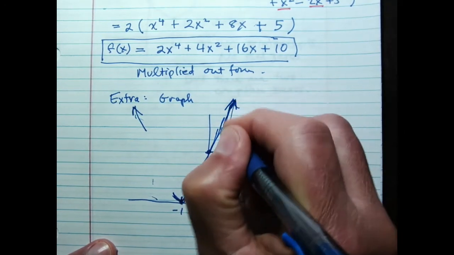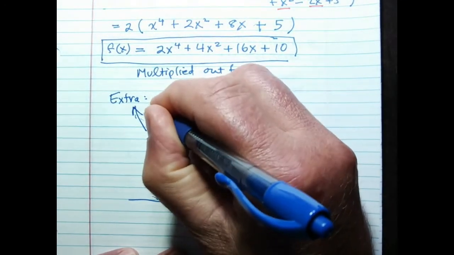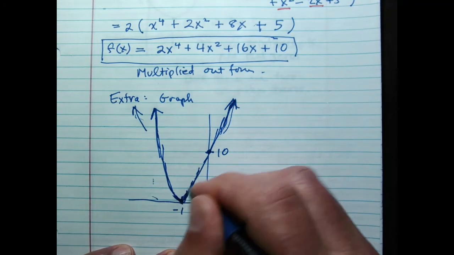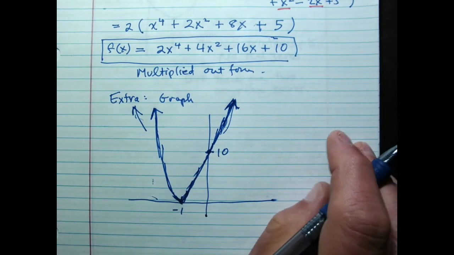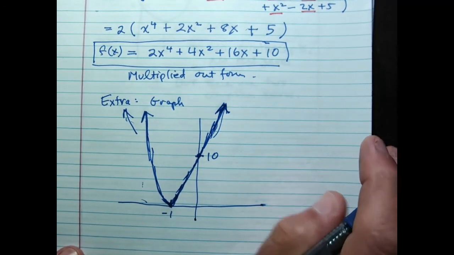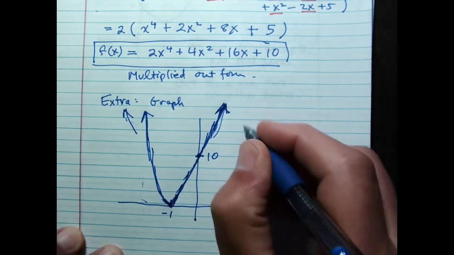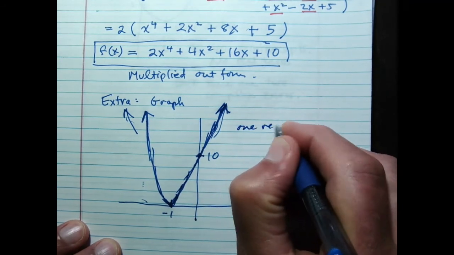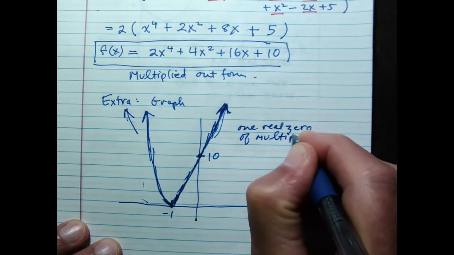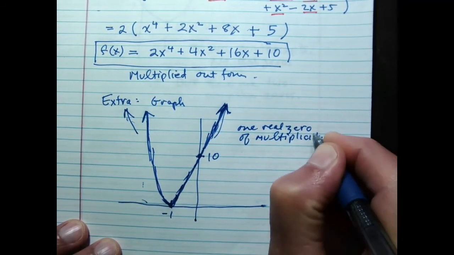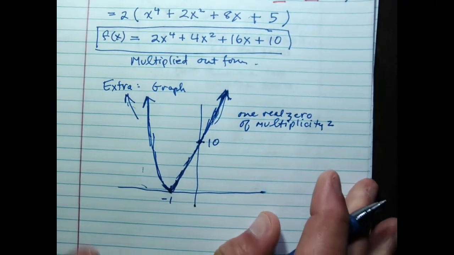It's not obvious to us if there are extra wiggles in this graph. It turns out there aren't. So I think our guess would be to draw something like so. And that's actually very, very accurate. I compared this to Desmos and we get the same thing. So notice that there is one real zero of multiplicity 2. And the multiplicity is kind of revealed in the behavior of the graph at that x-intercept.